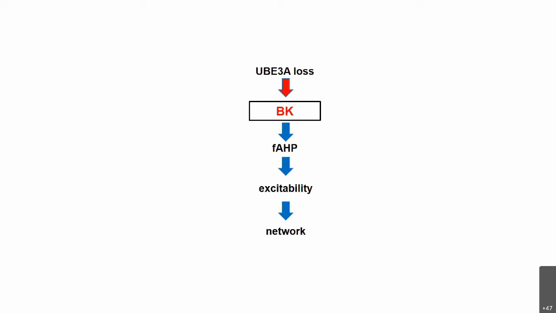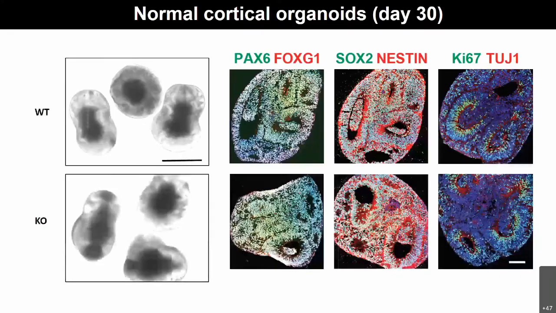So we thought about that, and the way to address it, we decided to use the 3D organoid approach. We make normal cortical brain organoids. You can see that at day 30, both the wild type and knockout give rise to very similar organoids. If you section them and look for the protein markers for the cortical organoid, they are by and large normal as well. There are no discernible differences between the wild type and knockout, as far as we can tell.